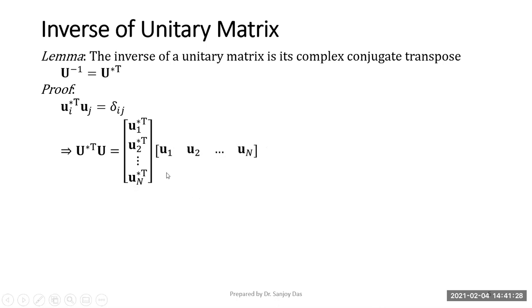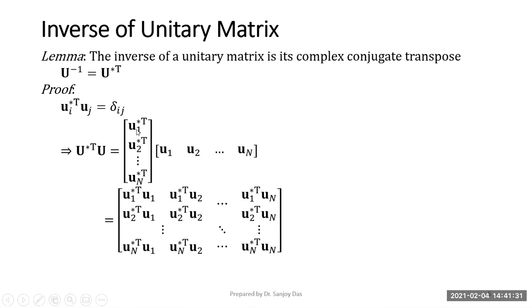Now let's go ahead and do the multiplication. So U1 star transpose U1, then U1 star transpose U2, U1 star transpose UN at the last column. And then for the next row, I have U2 star transpose U1, U2 star transpose U2, and so on. Okay? So I get this matrix here, which is U star transpose U. Are you guys with me? Yes. Yes.